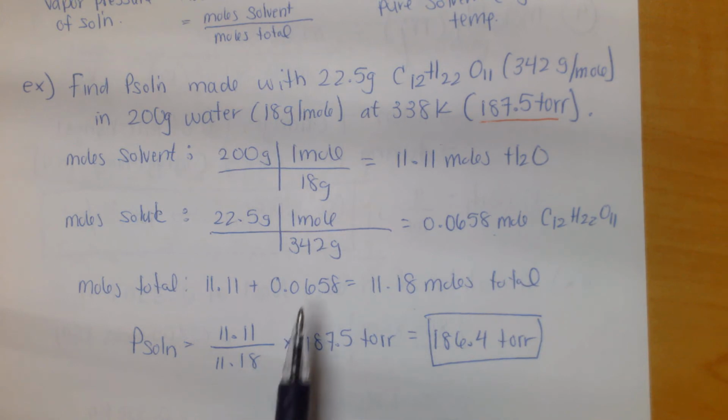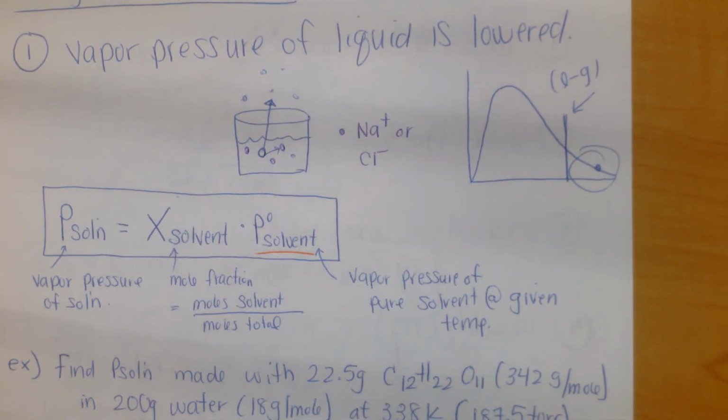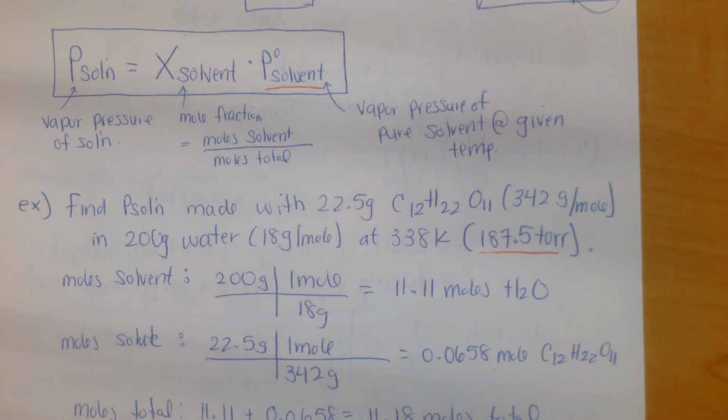Okay, so introducing those 22.5 grams of sugar molecules reduced our vapor pressure by 1 full torr. The amount of water escaping into the atmosphere was reduced by essentially 1 torr of pressure. So again, the vapor pressure of the liquid is lowered as we start adding more and more solute in, given by this formula right here.